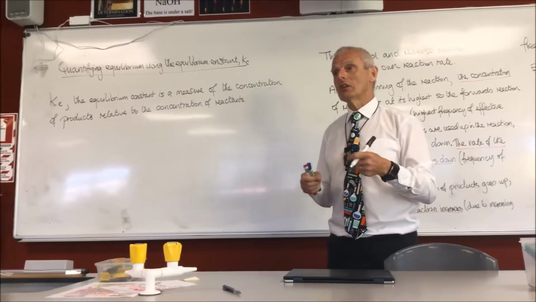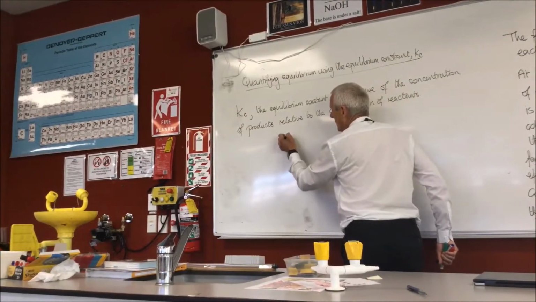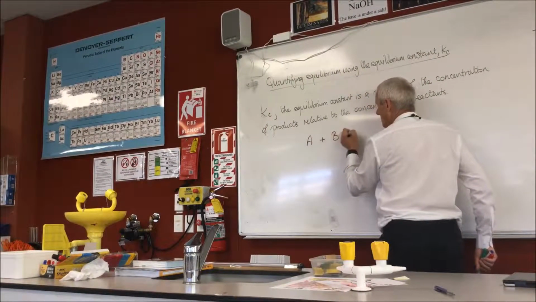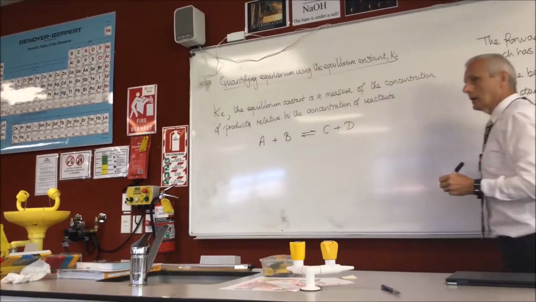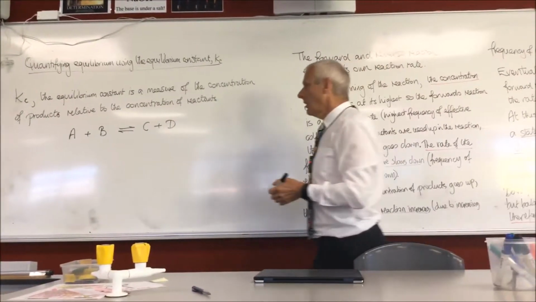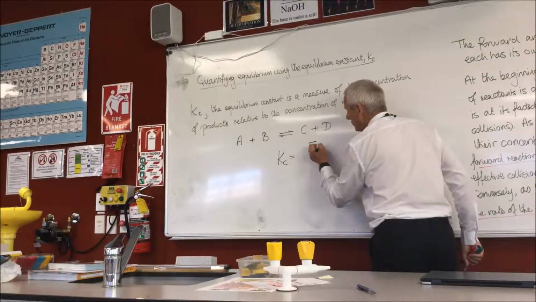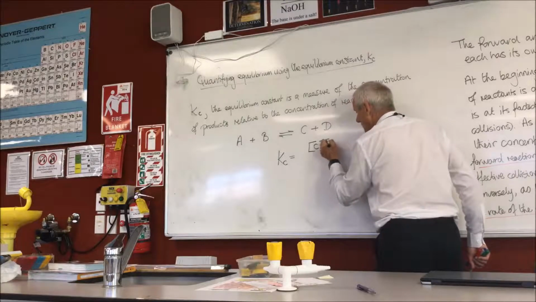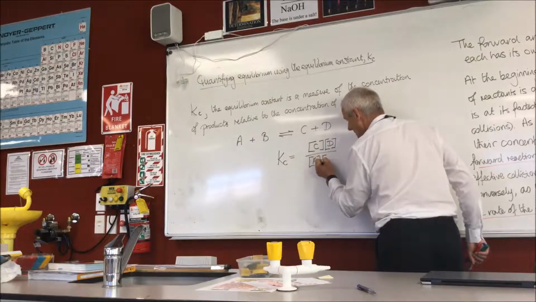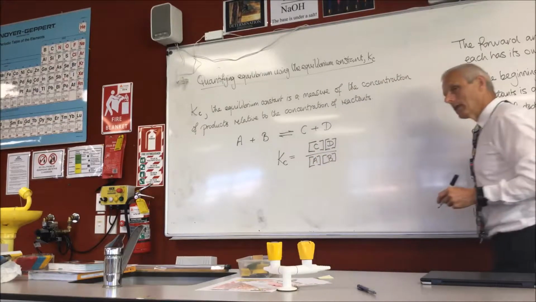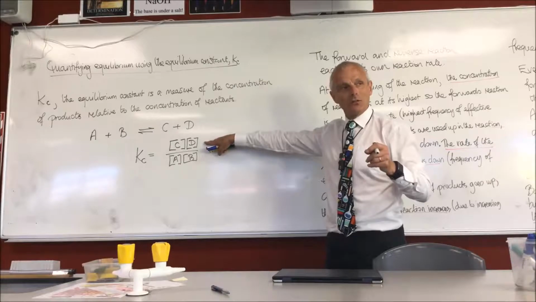We need some way of actually working out this Kc. So for a very general reaction, we've got A plus B giving C plus D. I'll leave all the states off, it doesn't matter for the moment. Then for that very simple reaction, Kc is equal to the concentration of C. The square brackets are very important. This is something new. If you put square brackets around something, that means you're specifically referring to its concentration.